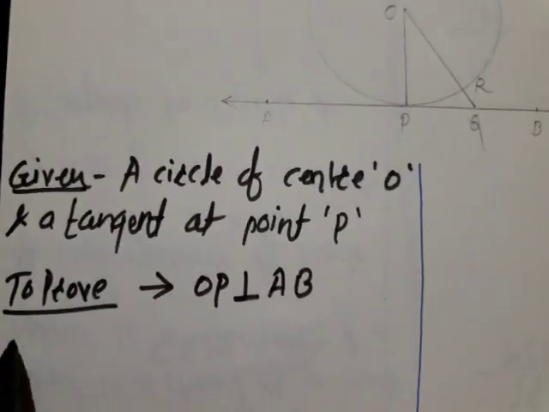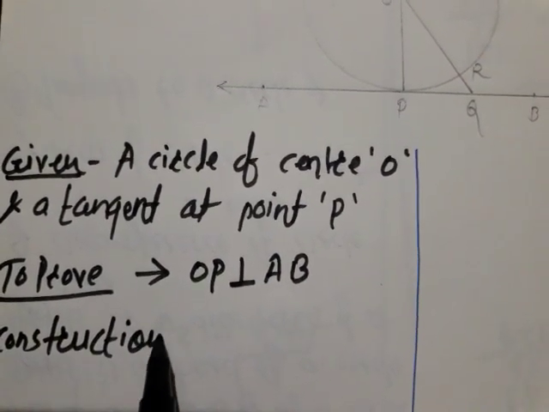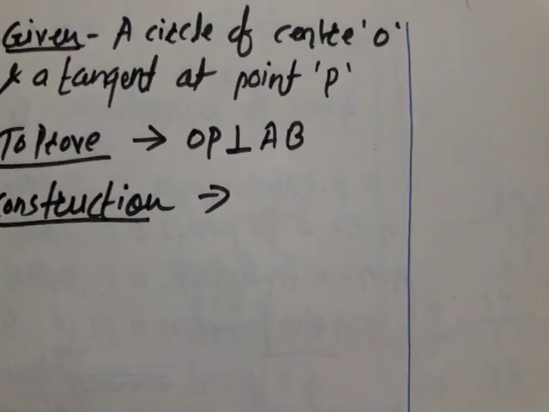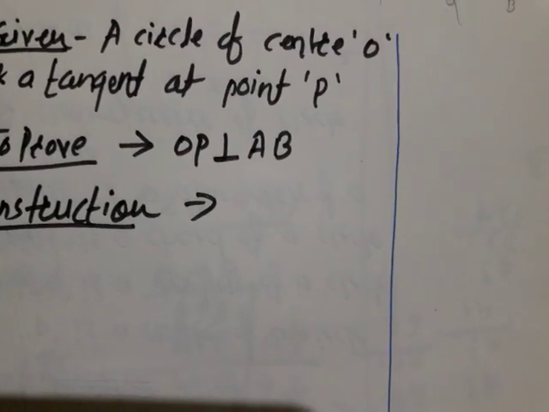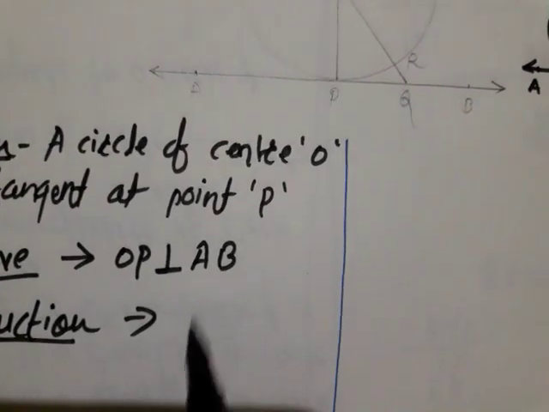Next, here we are going to do construction. In this theorem, what is the construction? Look here. The construction is that take any point Q on a tangent AB other than P. I will write here first of all, then I will show you in the figure.